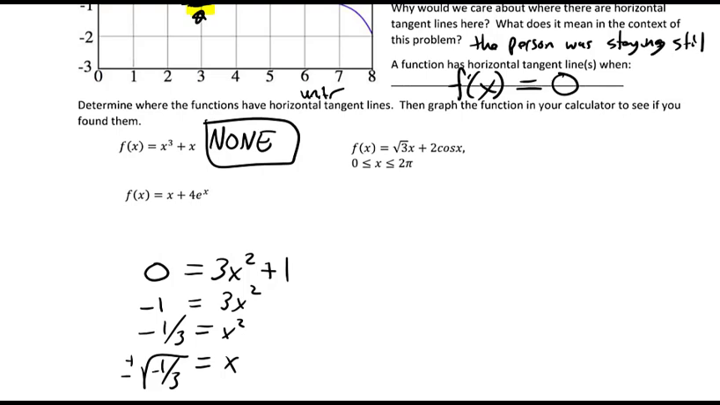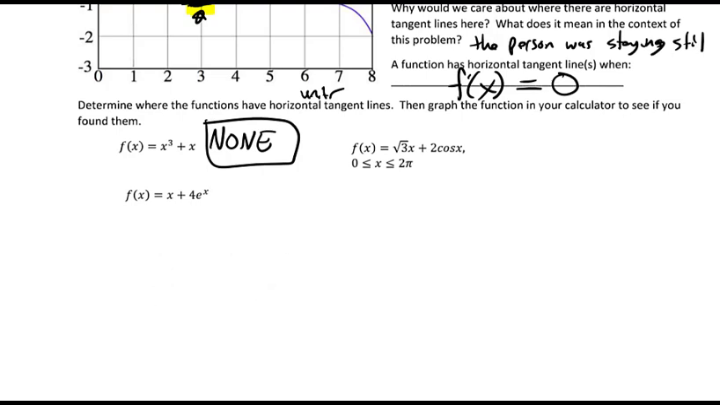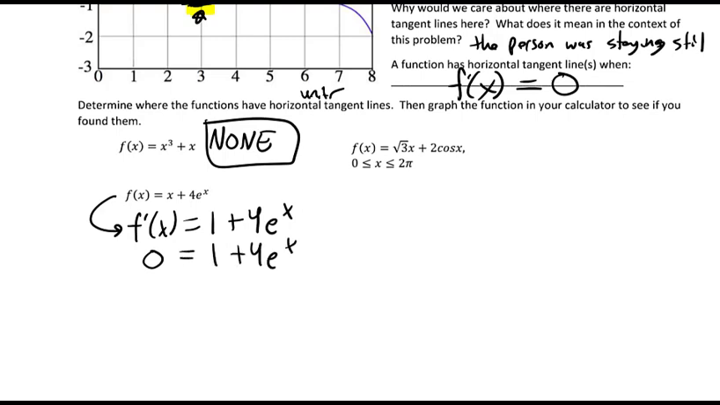Okay, so let's look at the next one. So again, if I would like to know where this has horizontal tangent lines, I'm interested when the derivative equals 0. And so first I've got to actually find the derivative. So I could do the power rule here, and then the derivative of e to the x is still e to the x, times 4, times 4. And let's figure out if it ever has a horizontal tangent line. So I could set it equal to 0.